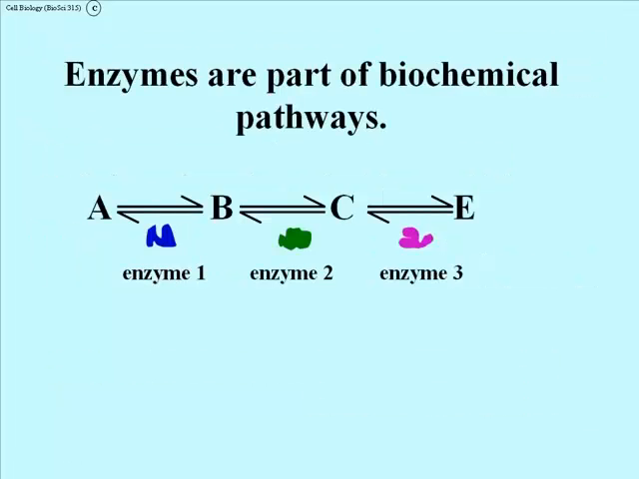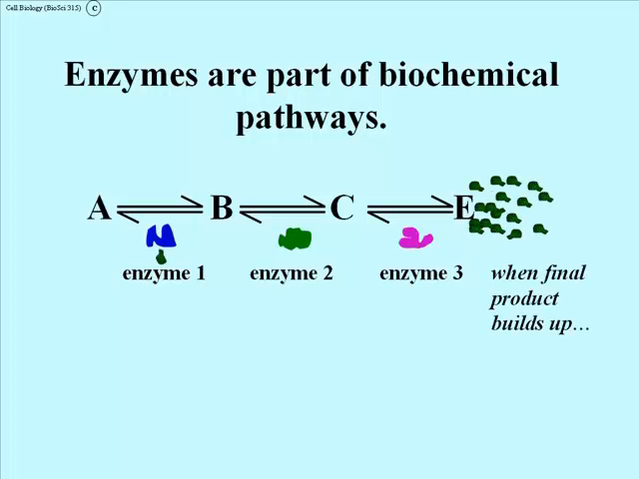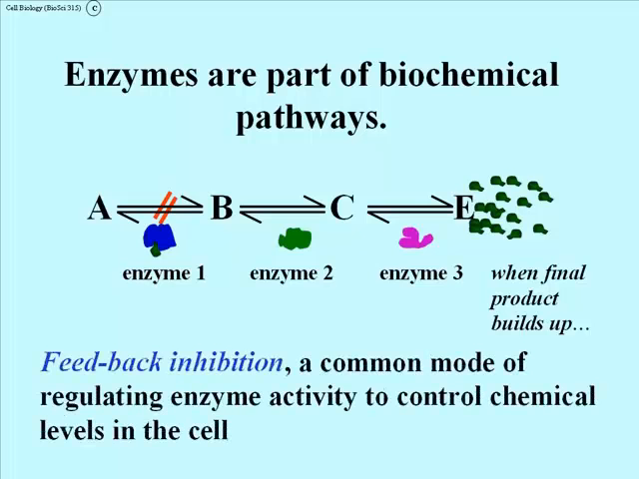Well, enzymes don't act in isolation. Biological catalysts are not in the cell isolated from other reactions. Typically, they're part of biochemical pathways, such as the one shown here, where A is converted to B by enzyme 1, B to C by enzyme 2, C to E by enzyme 3, and so on. As molecules of E build up, it's possible that one of them might actually go back and bind to enzyme 1, changing its shape and preventing it from acting. That's called feedback inhibition, which is a very common way of regulating enzymes to control the levels of, in this case, levels of E in a cell.